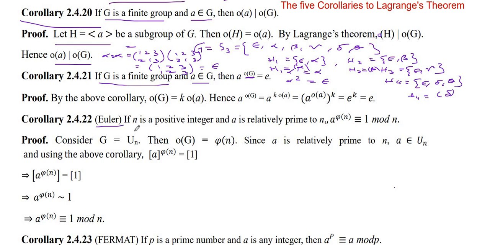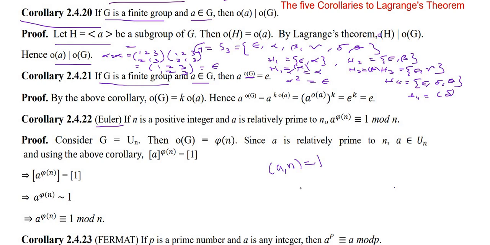The statement goes like this: if n is a positive integer and a is relatively prime to n, when n is a positive integer and a and n are relatively prime, means the GCD of a and n must be 1. GCD, this is the notation. So GCD of a and n should be 1.